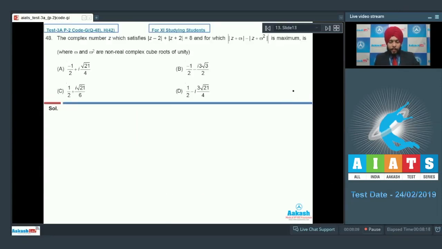Question number 48 says that the complex number z which satisfies mod of z minus 2 plus mod of z plus 2 equals 8, and for which mod of (mod of z plus omega minus mod of z plus omega square) is maximum is, where omega and omega square are non-real complex cube roots of unity. That is clear from the question.